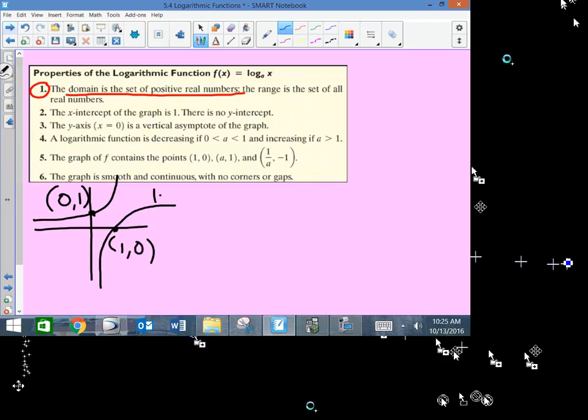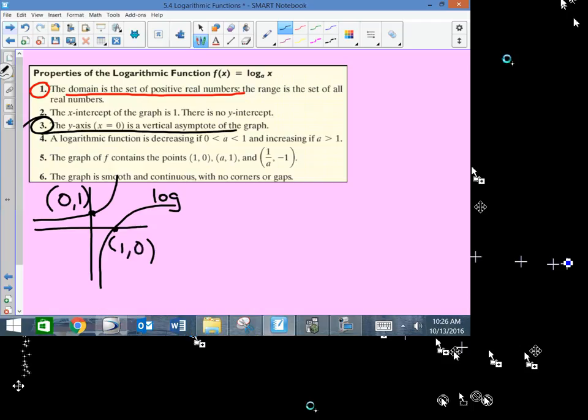All right? This is the log one. The y-axis is a vertical asymptote. That would be helpful to know, that it's just going to hug that and not stop like it looks like your calculator stops it. It does not. So keep that in mind.